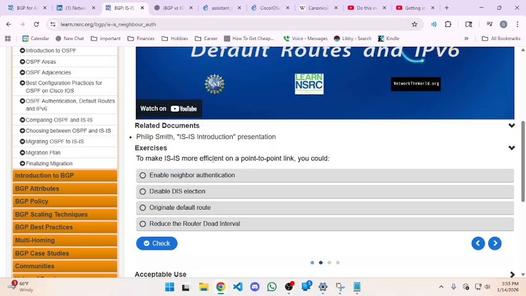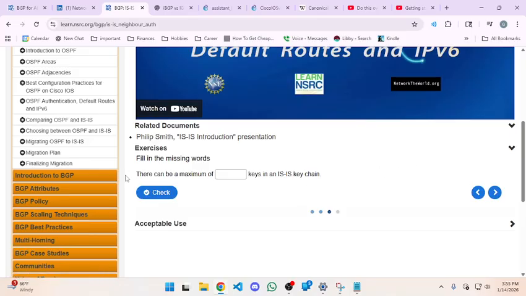To make ISIS more efficient on a point-to-point link, you could enable neighbor authentication, disable DIS election, originate default route, or reduce the router dead interval. Oh yeah, it would be this one, disable DIS election. Let's see. Yep, that's right.